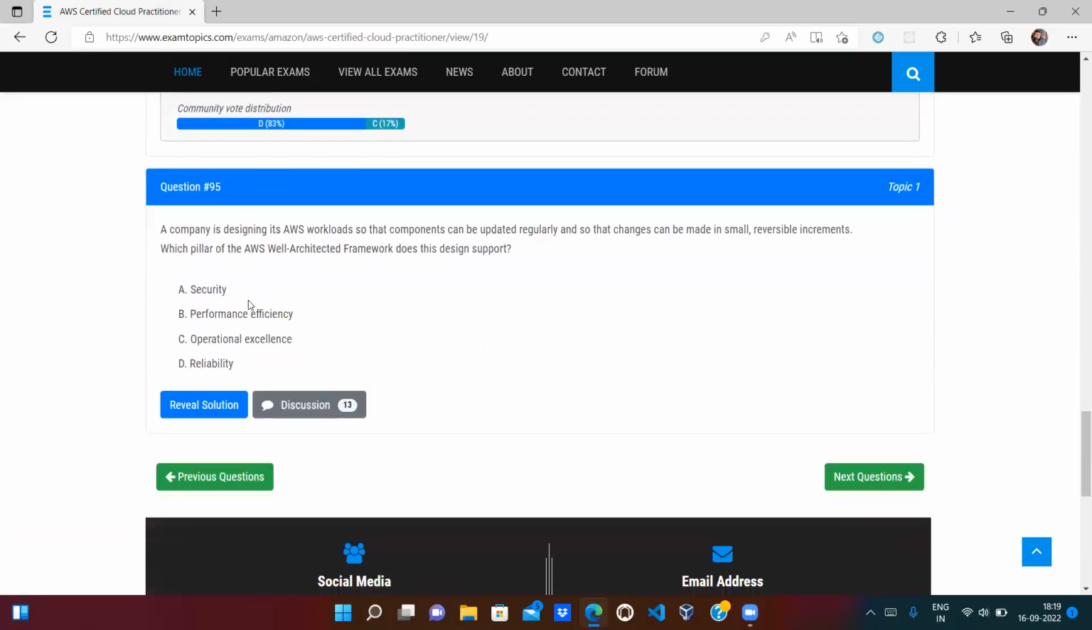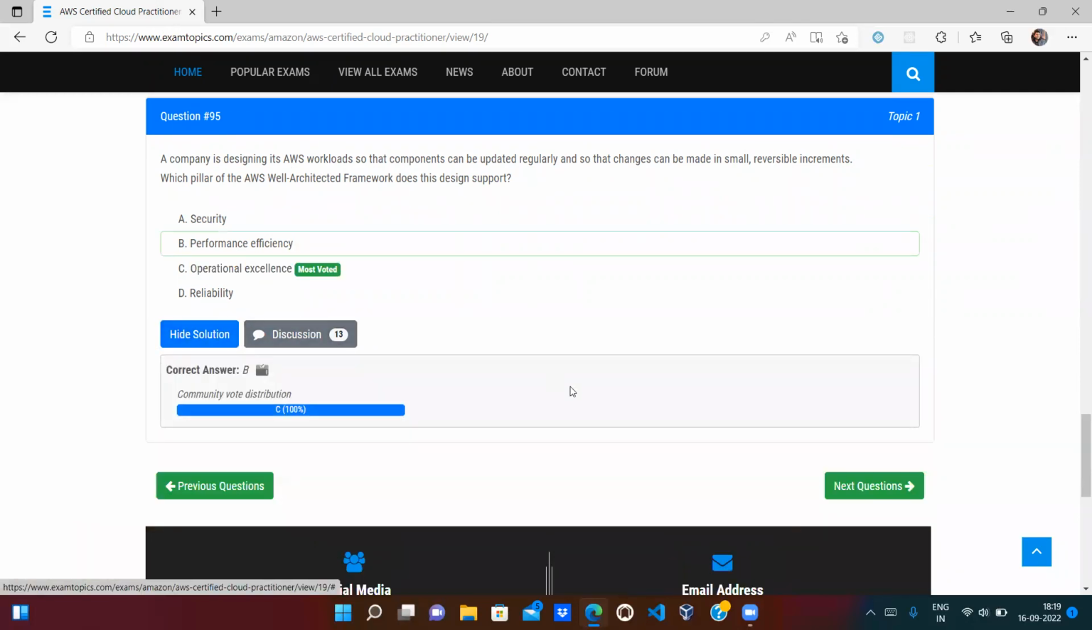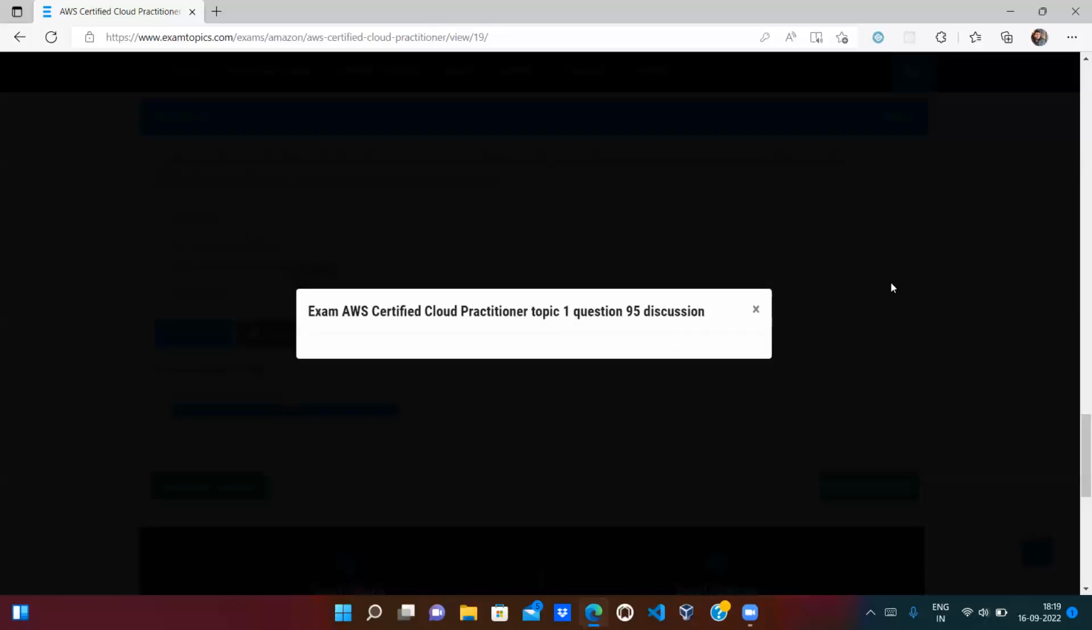So D looks correct. A company is designing its AWS workload so that the components can be updated regularly, so that changes can be made in small, reversible increments. So which pillar is this? Security doesn't look like that. Performance, no. Operational excellence looks right. Operational excellence means to create resources. So C looks correct. They said B, but most of the people say C.